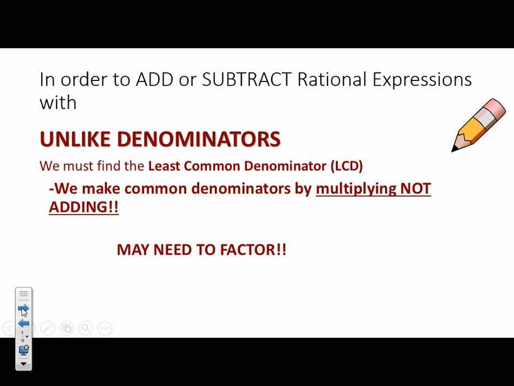So please, please, please write this down. Number 2: In order for us to add or subtract rational expressions with unlike denominators, we must find the least common denominator. Very, very important. We're going to be doing this a lot the next few weeks. We make a common denominator by multiplying, not adding. That's really important. And then we're going to be using some factoring here.